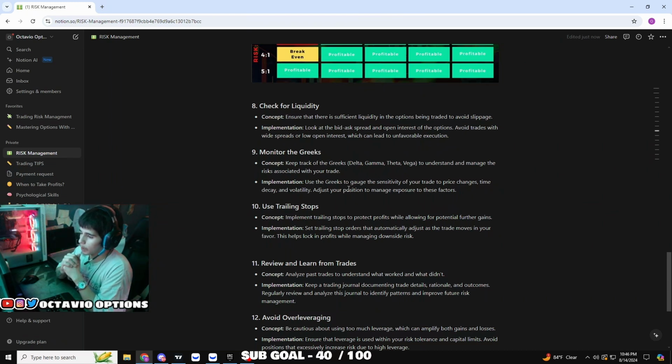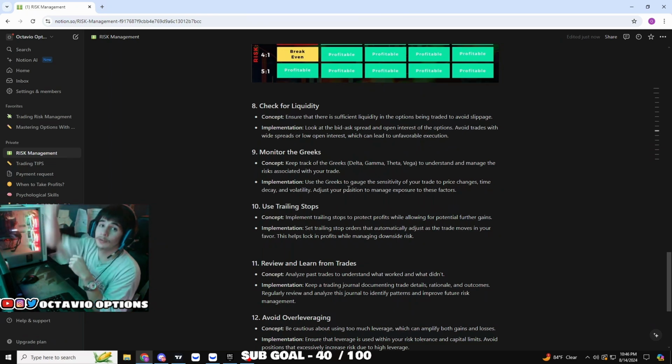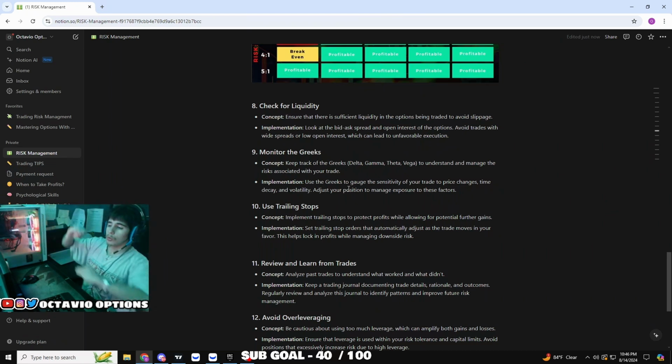Use trailing stop loss. Implement a trailing stop to protect profits while allowing for potential further gains. That's moving your stop loss higher, as the market moves higher. That's you following the market. This is the market, this is your stop loss, and this is you moving your stop loss as the market goes up. You know what I'm saying? That's what you want to do. You want to move it as the market goes up.